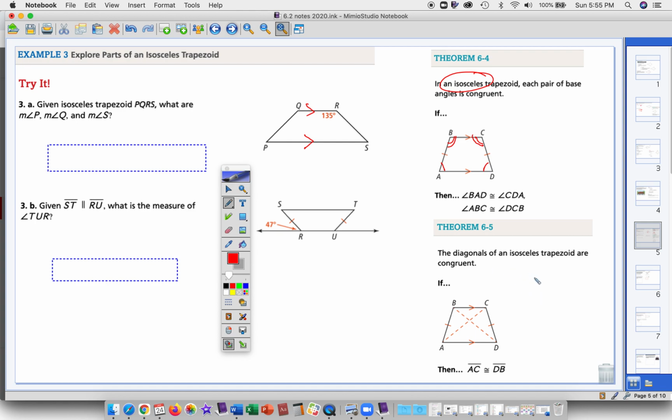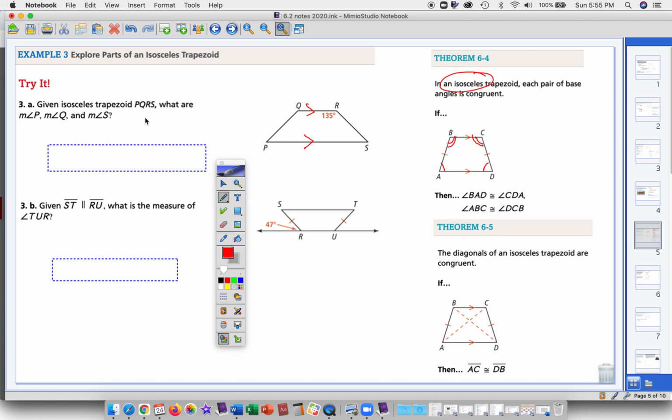The diagonals of an isosceles trapezoid are congruent. Okay, so like I said, there's lots of different facts that you're going to learn over the course of topic 6. It's a lot to remember, a lot to keep organized. So try these examples. When you're done, come back and we'll compare solutions.